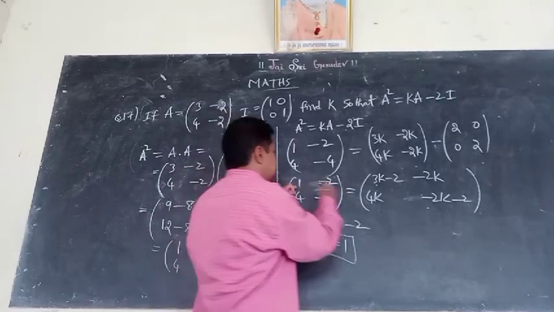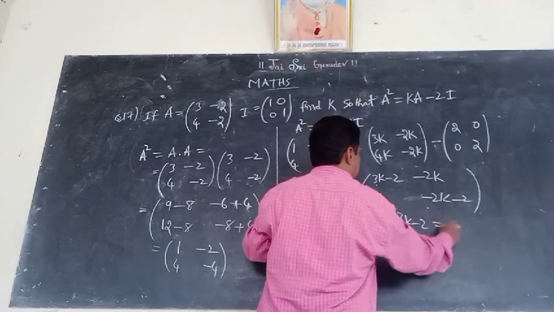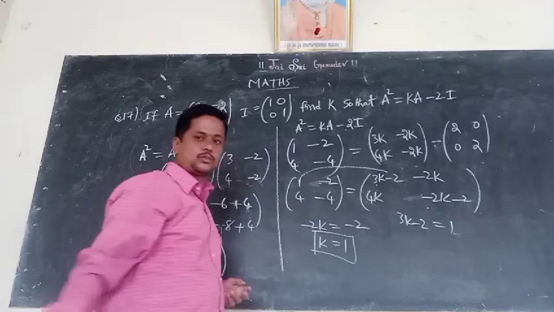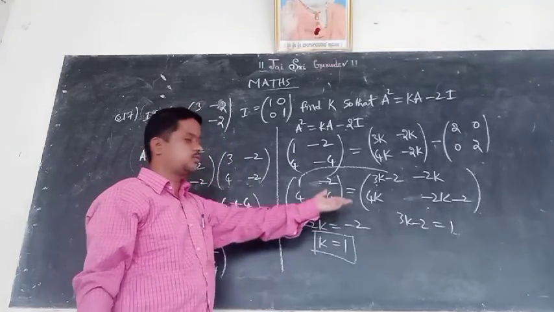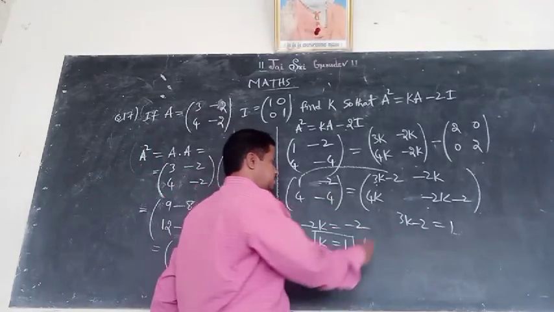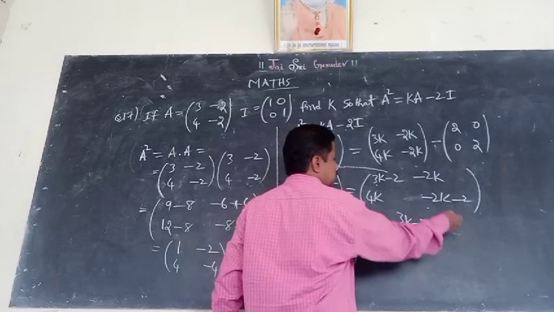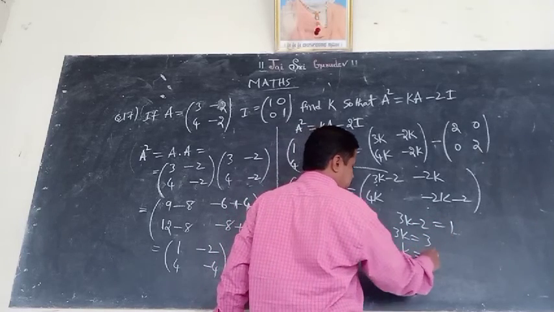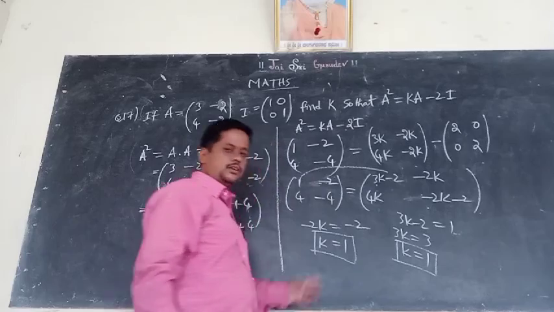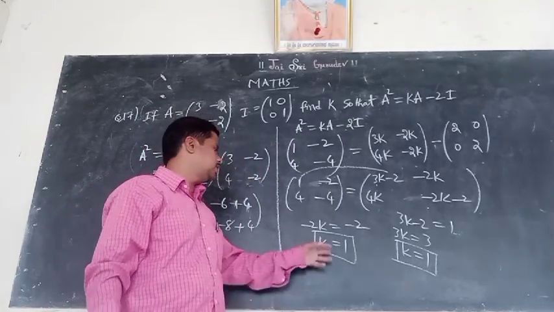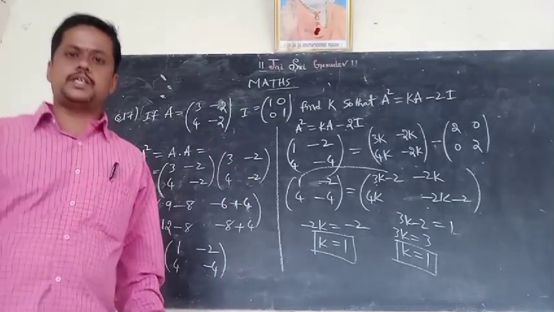If you take this one, 3k minus 2 is equal to 1. Equate these two also. 3k is equal to 1 plus 2, 3, so k is equal to 1, the same. So k is equal to 1, this is the simplification. Thank you, students.